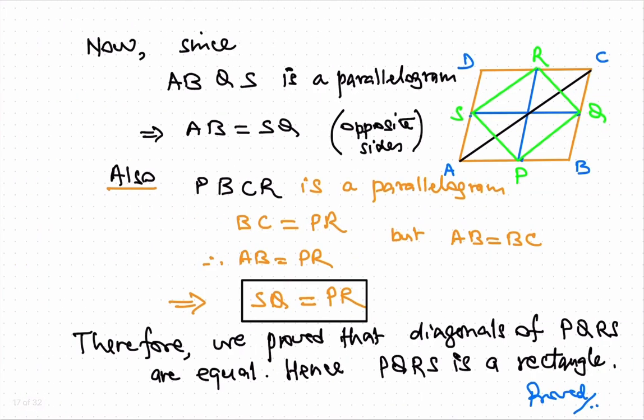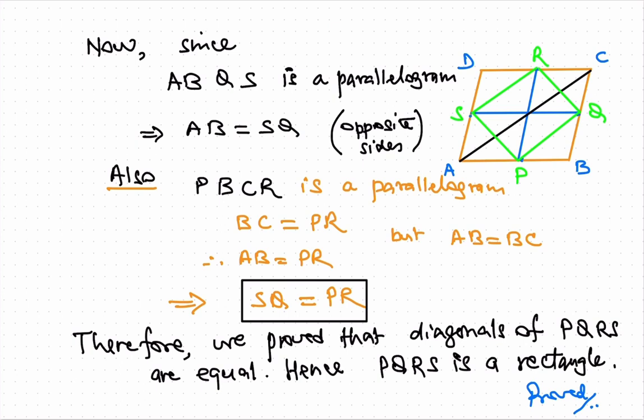So ABQS is a parallelogram, because S and Q are the midpoints of AD and BC respectively. Therefore, this ABQS will be a parallelogram, and since opposite sides of a parallelogram are equal, AB is equal to SQ.